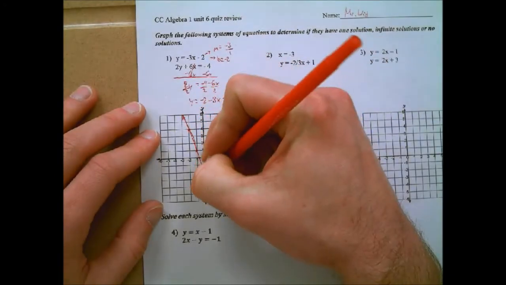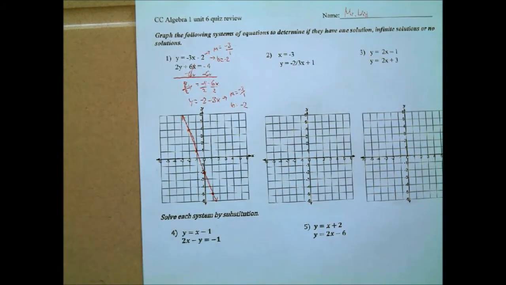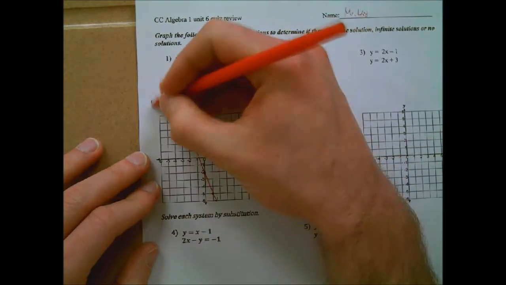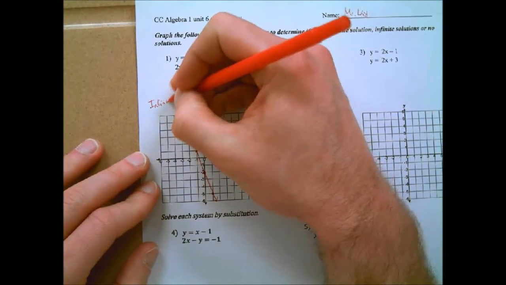Since a solution to a linear system is where the lines intersect, and these lines intersect everywhere, the answer here is infinite solutions.